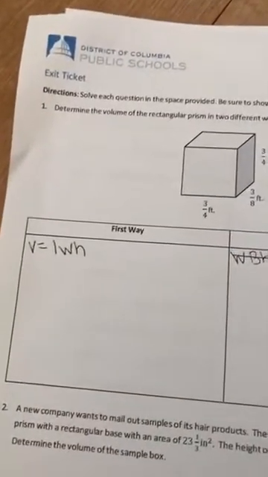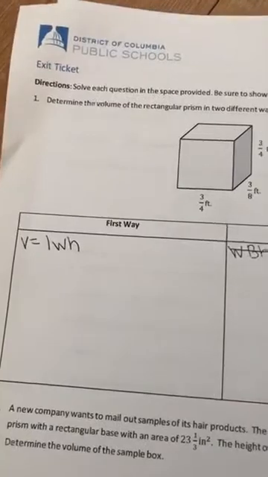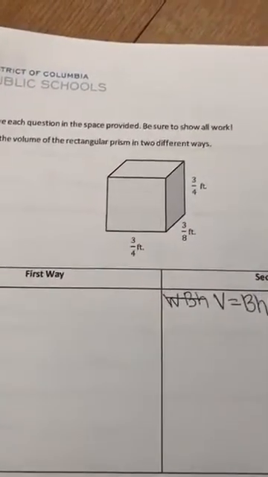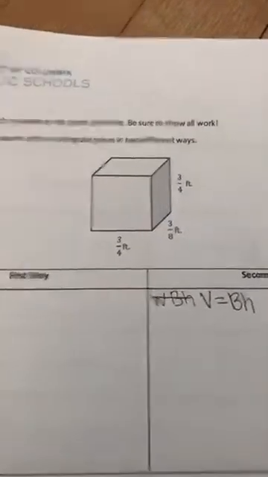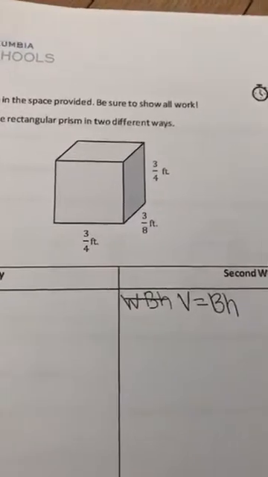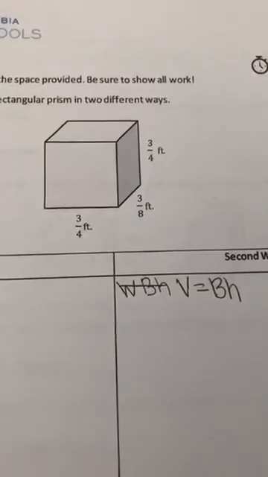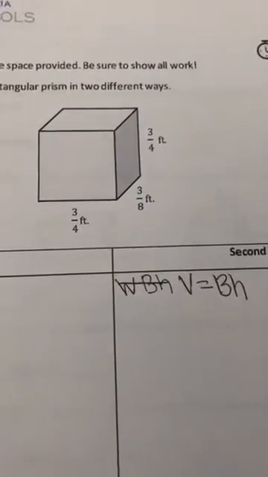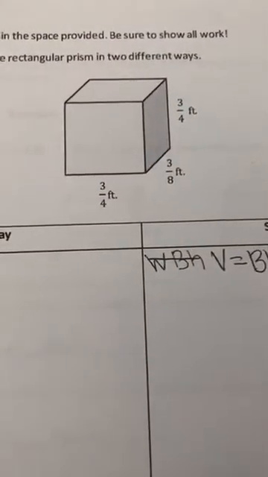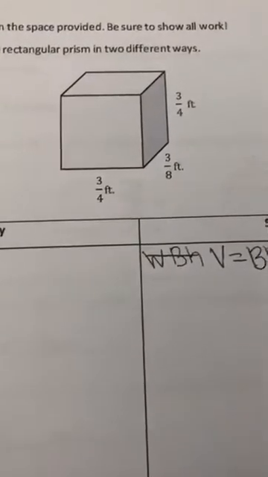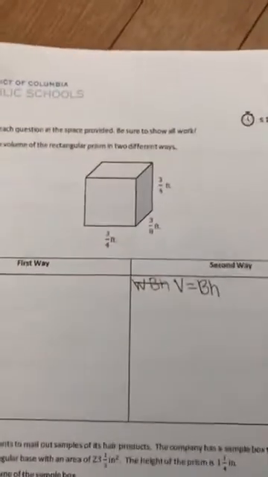If you don't have the exit ticket in front of you, get a sheet of paper so you can take notes and turn it in for credit. Won't that be awesome? Oh my goodness, yes, it will. All right, so here we go.